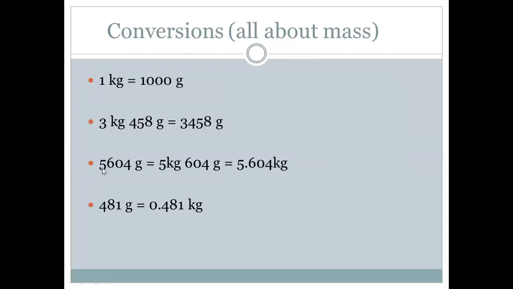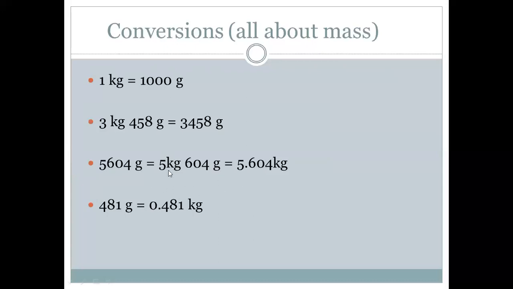So let's do the opposite. If I have here 5,604 grams, and I would like you to write it down in kilograms and in grams. How many kilograms can I take from this number? Yes, I can take 5 kilograms because I can take 5,000 out of this number. So I took away 5 kilograms and then I end up having 604 grams.